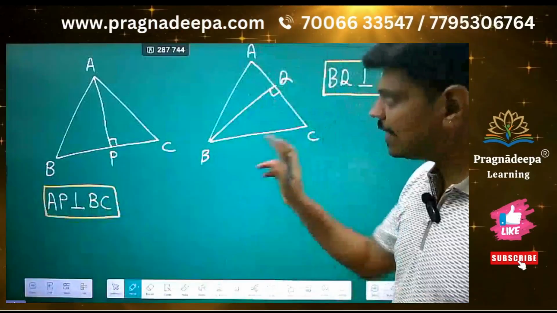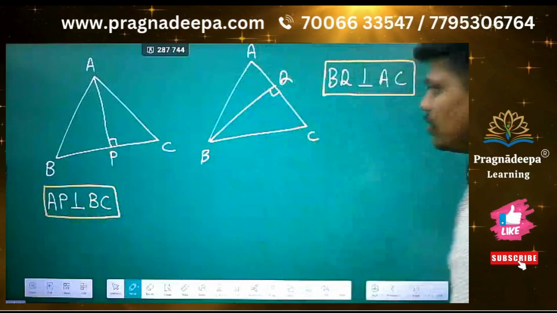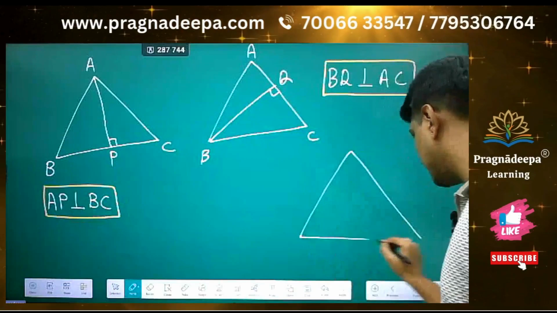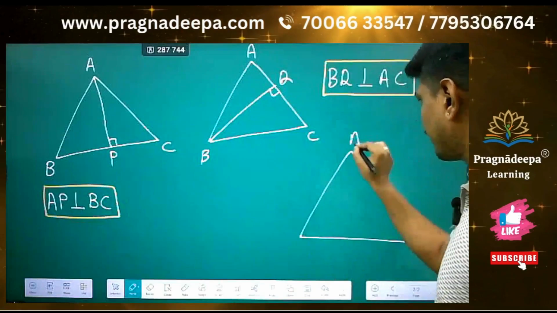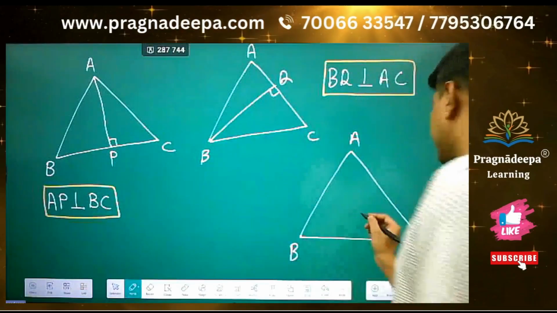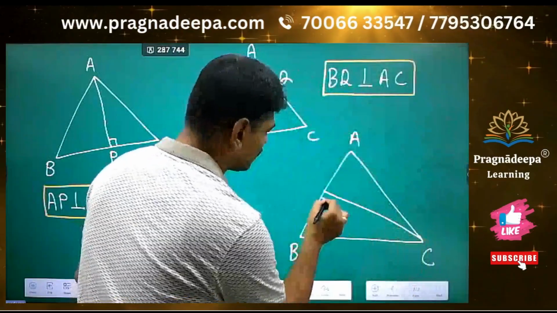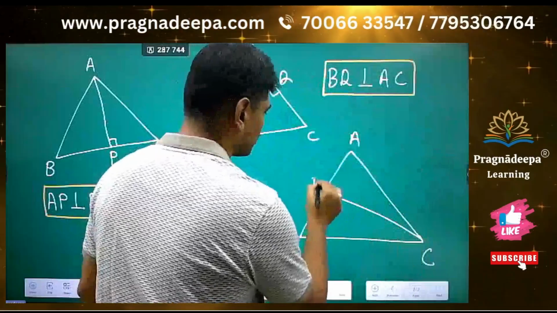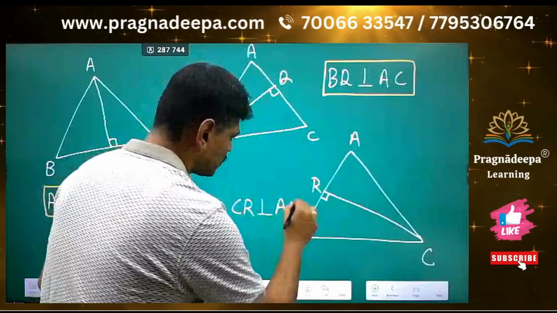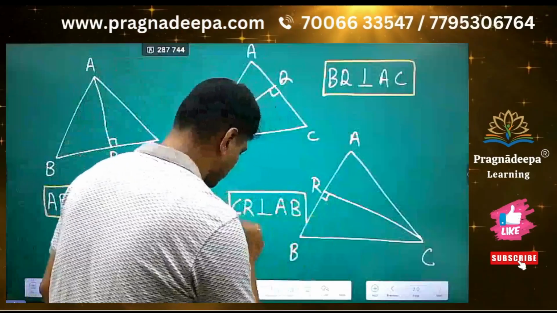So any triangle will have three heights, but you should not do a mismatch. For example, see here. Here there is a triangle ABC, and from C you have drawn a perpendicular to AB. I call it R. So in this figure, CR is perpendicular to AB. If this is the case, students, don't get confused.